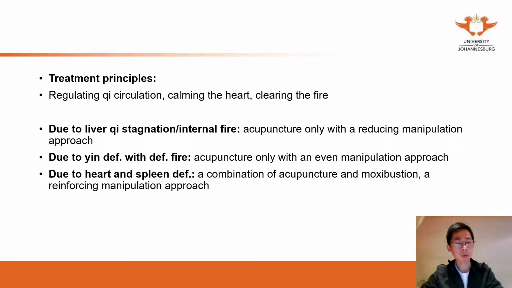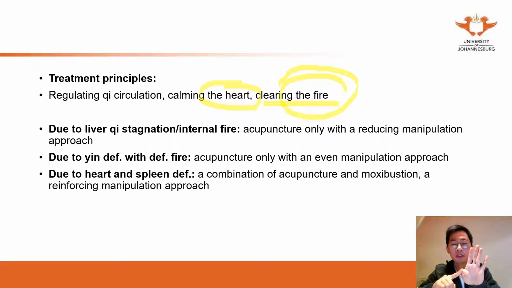The treatment principles: regulate and activate the qi circulation, calm the heart and mind, clear the fire. If there's no fire, you're going to clear the specific pathogens that I have introduced, the 6 pathogens: the fire, the qi, blood, food, dampness, and phlegm. To clear specific pathogens.